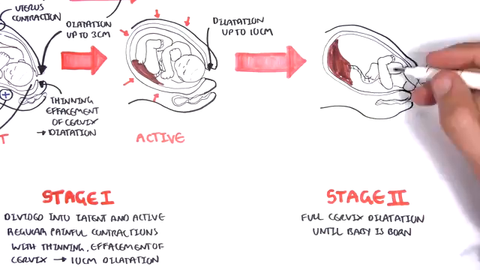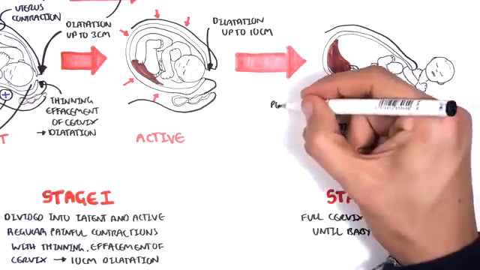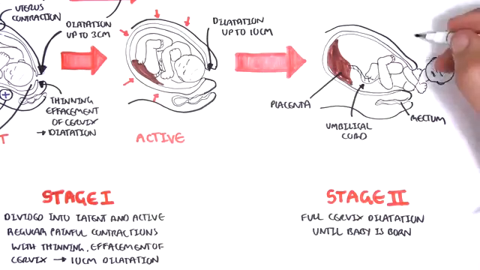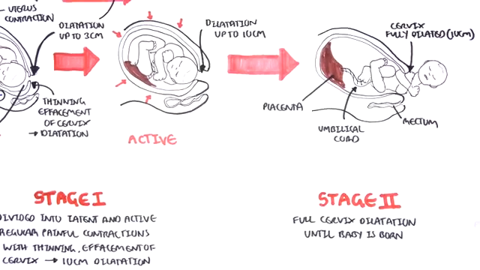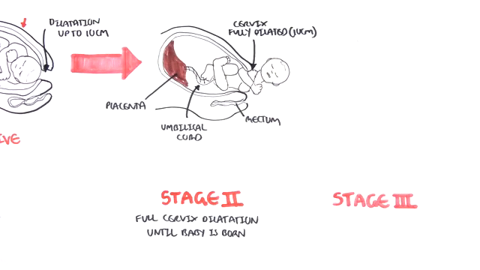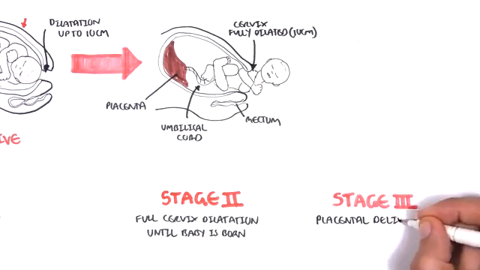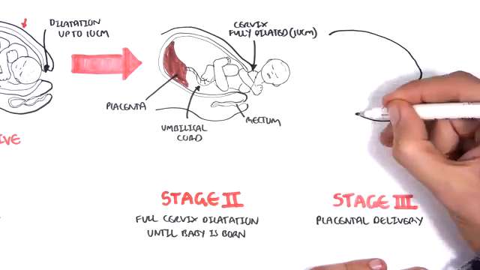Here is the umbilical cord. Here is the placenta, and here is the rectum of the mother. And here you have a fully dilated cervix, which is about 10 centimeters in diameter. During this time, the uterus is still having regular painful contractions. Once the baby is born, the labor will then enter stage 3. Stage 3 of labor is essentially the delivery of the placenta.